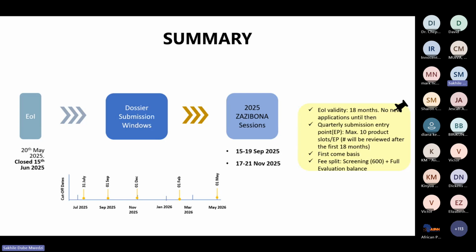So to summarize, we basically floated an expression of interest valid for 18 months. We opened it up on the 20th of May and closed it on the 15th of June. And this is where we then got those 171 applications that I talked about. Those were the pre-submissions. And then having screened them, we then have put all the applications into 4 to 6 submission windows until the end of the expression of interest. So those people will be contacted each time the submission window is about to open. They will be given a timeline in which to pay and submit their dossiers.